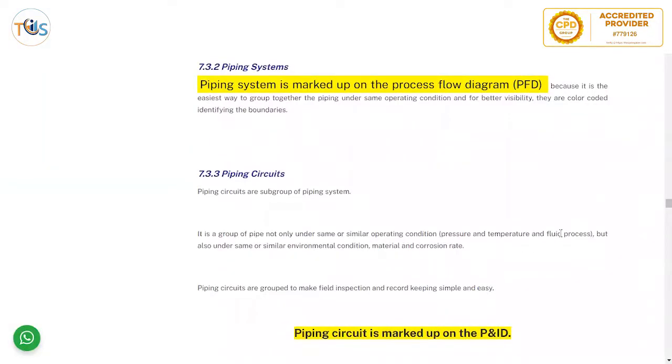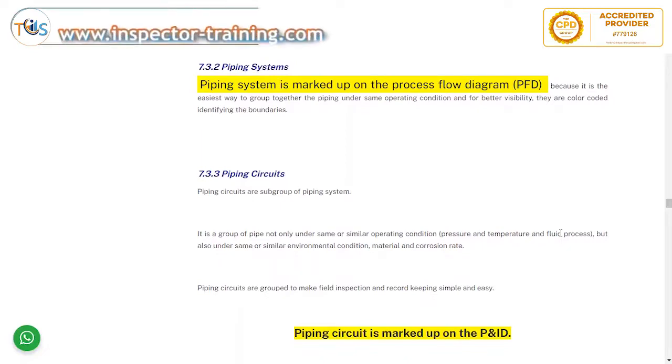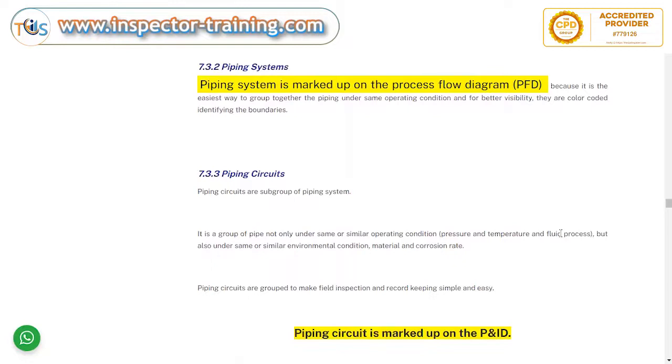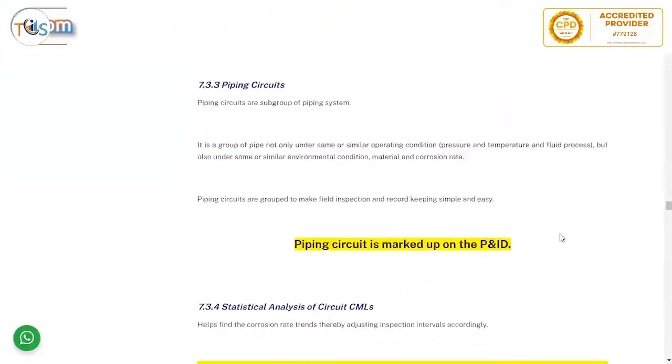Piping system is marked up on the process flow diagram because it is the easiest way to group together the piping under the same operating condition, and for better visibility they are color coded, identifying the boundaries. Piping circuits are subgroups of piping system. It's a group of pipe that is not only under same or similar operating condition, pressure and temperature and fluid process like piping system, but also under same or similar environmental condition, material, and corrosion rate. So it's a subgroup of piping system, the piping circuit.